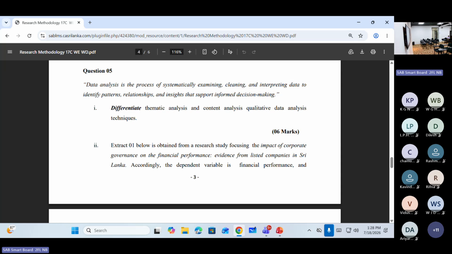You can sort out the technical issues after the lecture. Tamal, answer the first question.